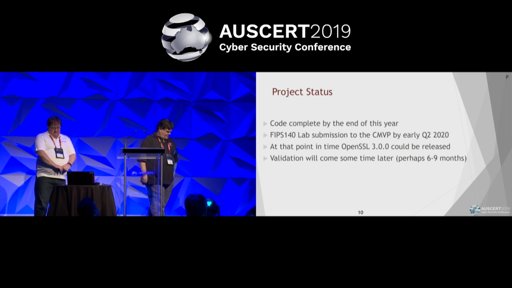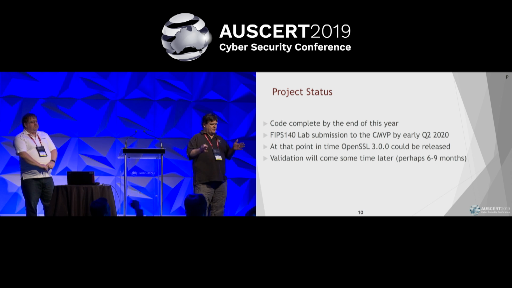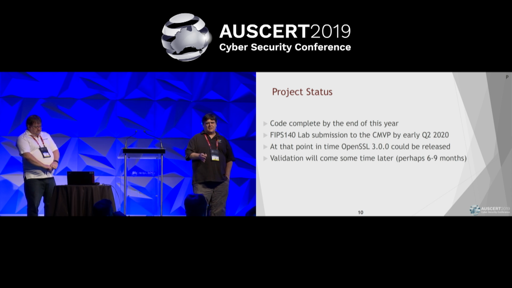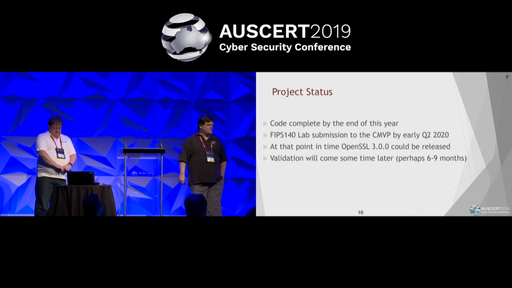Okay. The 3.0 project, our goal is code complete by the end of this year. So that would be a beta level code. Submission to the FIPS labs early Q2 2020. Maybe a bit fuzzier on that date, but that will also correspond with the official OpenSSL 3.0 release date. And FIPS validation 6 to 9 months after is normal.